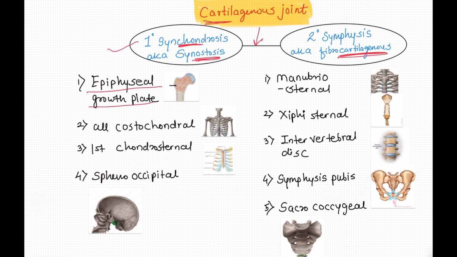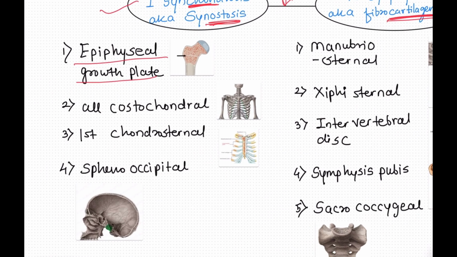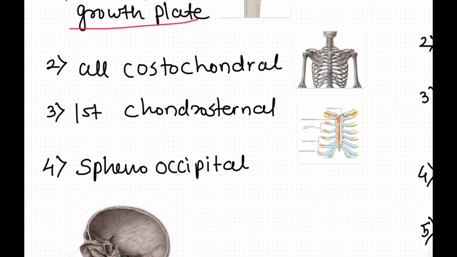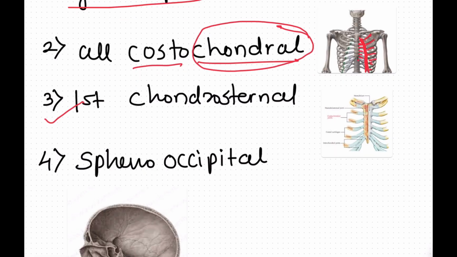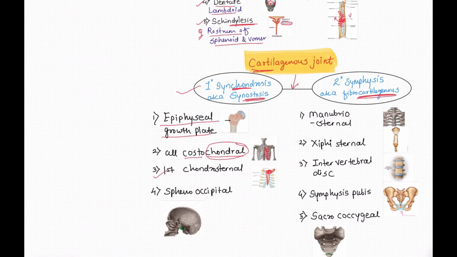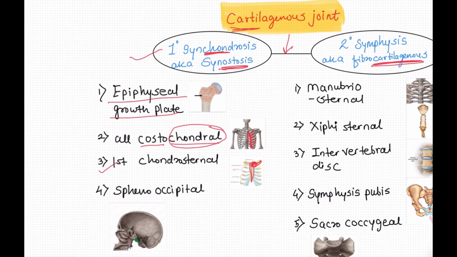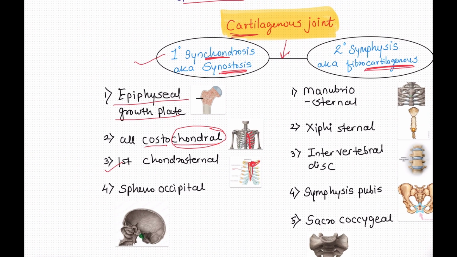Then all costochondral joints. So what is costochondral joint? Just divide the name. Cartilaginous joint which is present between the cartilaginous part and these ribs. Okay. And then the first chondrosternal joint. This is sternum and this is the first rib and then this is the first costochondral joint. This is also an example of cartilaginous joint, which is primary synchondrosis or synostosis.